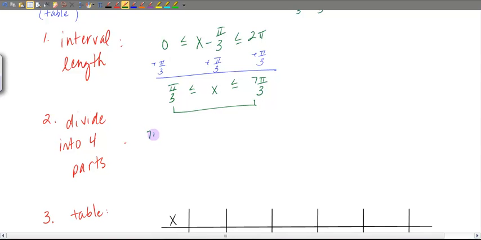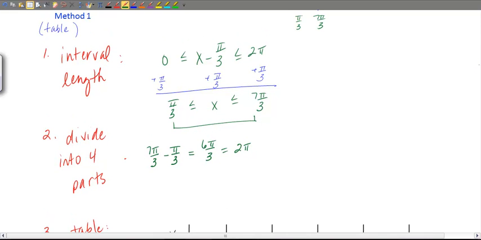So I'm going to take 7 pi over 3 minus pi over 3. If you remember common denominators, I can just subtract the numerators. So I have 7 minus 1, which would be 6 pi over 3, and 6 pi over 3 reduces to 2 pi. So the length, or the distance, of my interval is 2 pi, and I need to divide 2 pi into fourths.